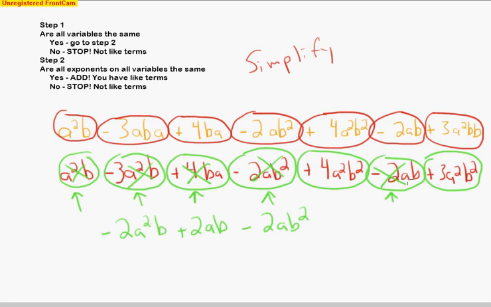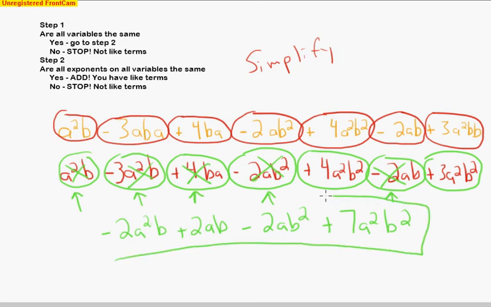And then finally these two are like terms. A squared b squared, a squared b squared. The exponents on the variables are exactly the same. So a positive 4 and a positive 3 gives us positive 7 a squared b squared. So even though these guys kind of look a lot alike with being a's and b's and having some squared, all of these are different terms. So there's nothing more we can do other than leave this as our most simplified answer.